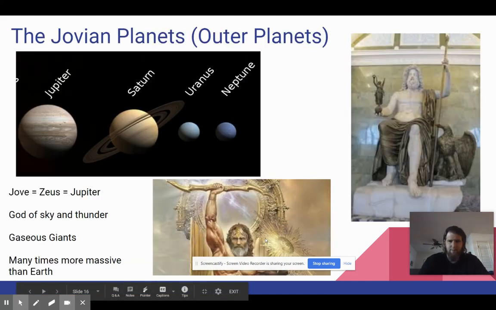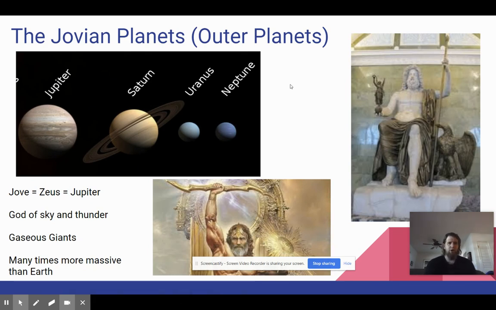All right. Cool. So now we get to the Jovian planets, which are the outer planets, the last four. So Jupiter, Saturn, Uranus, and Neptune. They're called the gaseous giants because they are massive and mostly made out of gas.